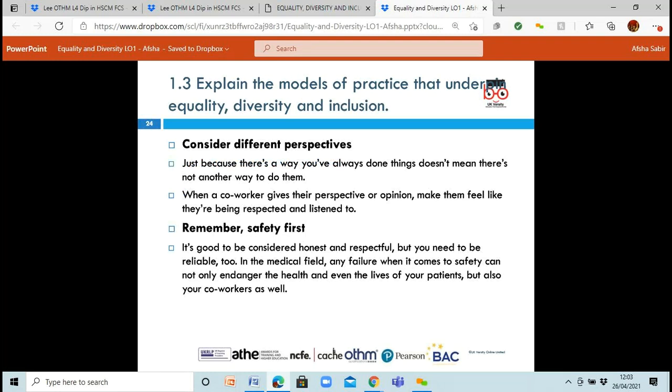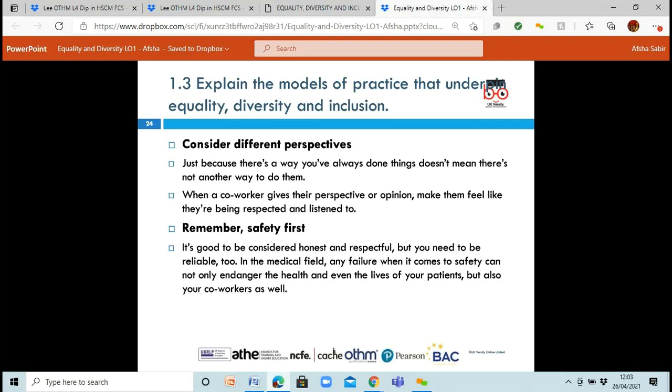Next, consider different perspectives. Just because you know how to do something, and you've done it for years and years, doesn't mean there's not another way to do it. So if somebody gives you their opinion or a perspective, just listen to them. Maybe it's something you want to adapt, or maybe you just listen and still carry on doing things your own way.